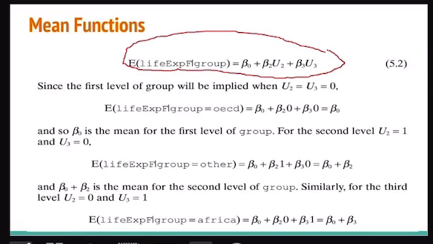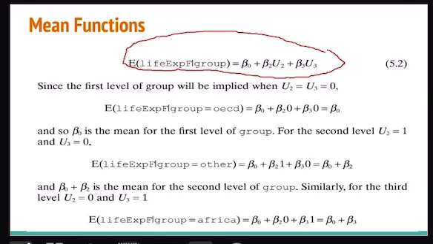Okay, equation 5.2. I only want to look at the effect of a group for now, the effect of one categorical variable, group, on the life expectancy. We have 3 levels in this group: the OECD, developed countries, Africa, and others. But let me tell you this. In the model specification, we're not going to specify for all 3 groups. We're going to run into the dummy variable trap. We're going to take out whichever one you want to reference.